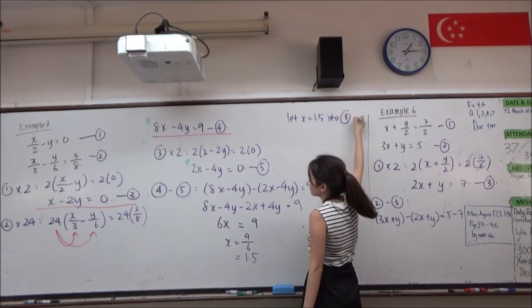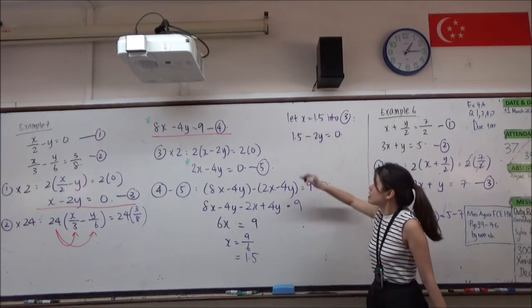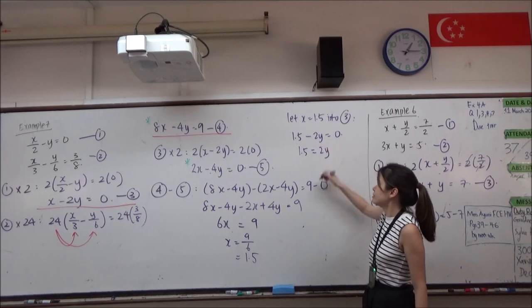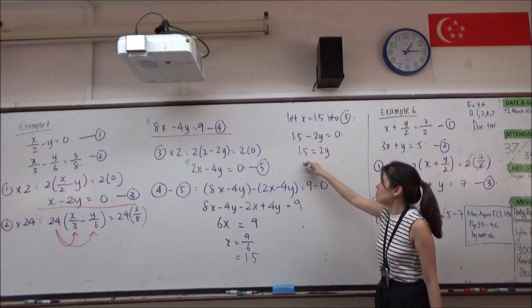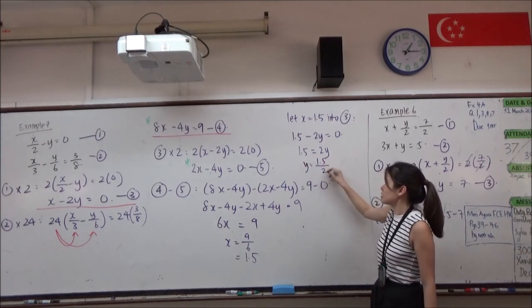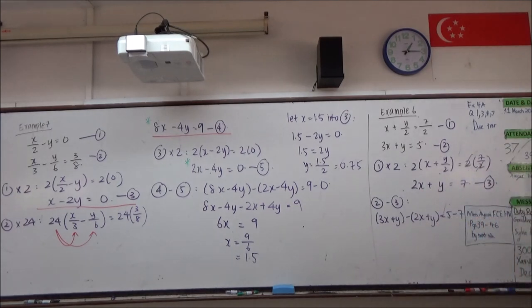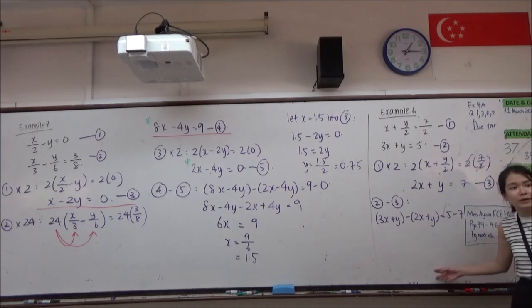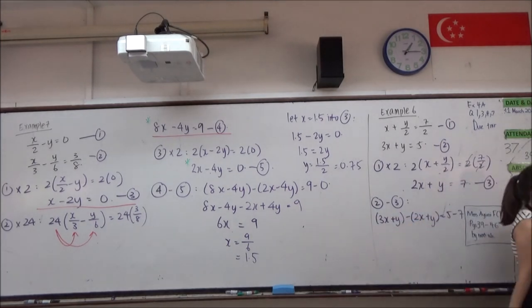So 1.5 minus 2y is equal to 0. So 1.5 is equal to 2y. I shift the minus 2y to the right. So y is equal to 1.5 divided by 2. That is 0.75 or 3/4. You can leave your answers in fraction or decimal as long as they're exactly the same. This example also wants to tell you your answers may not always be whole numbers, may not always be integers. They can be decimals, they can be fractions.